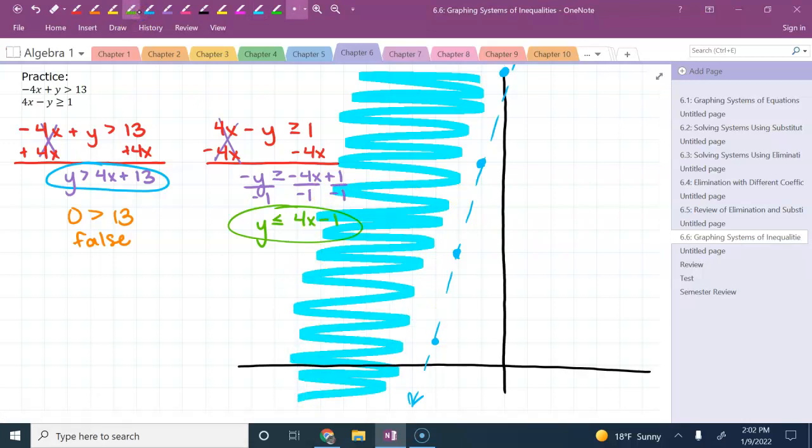For your second equation, you start down at -1, and then your slope is still 4 over 1. So now I'm able to go up 4 and right 1 because I've got space. This line should have been solid because it has an equal sign.